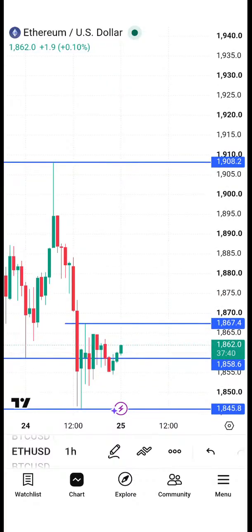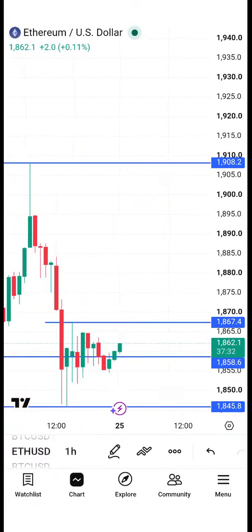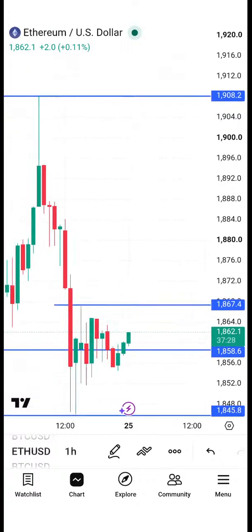Unfortunately, I only use price action. I don't use any indicators. I only use naked charts where I only use price action.